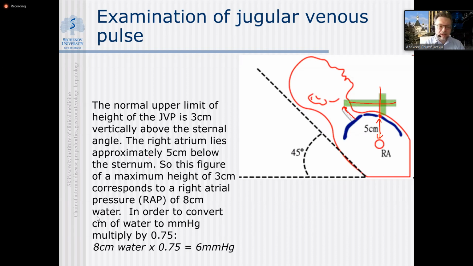So let's say, as in this example, they measured 3 centimeters. 3 plus 5 equals 8 cm. So that will be 8 cm of water pressure in the right atrium, in the right cavities of the heart. And if you wish to convert that into millimeters of mercury, just multiply by 0.75. So if you multiply 8 by 0.75, you'll get 6 millimeters of mercury.